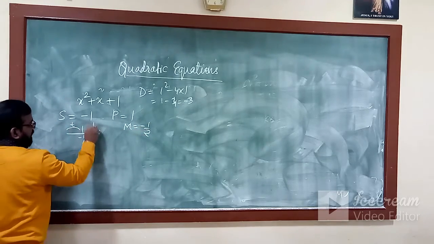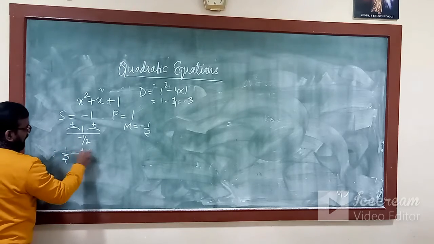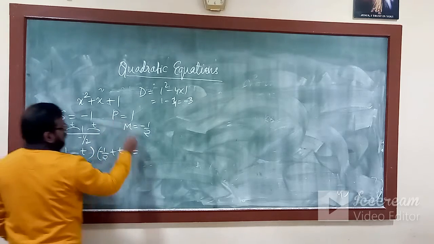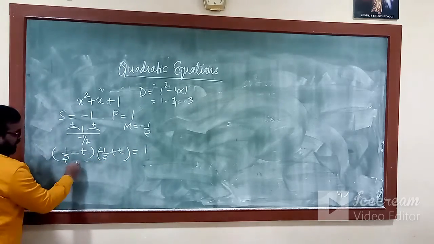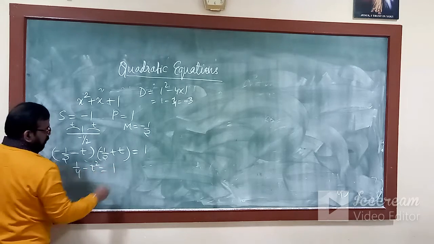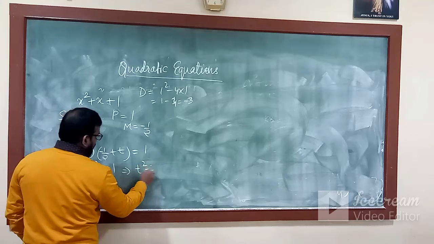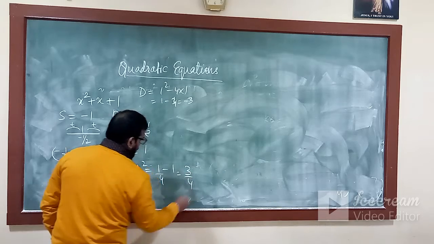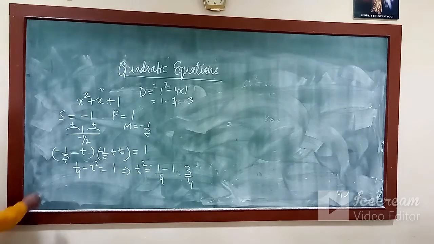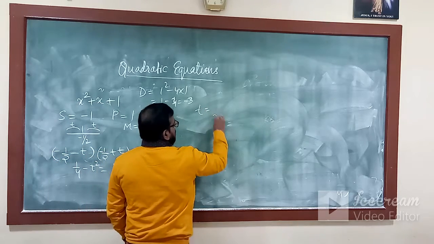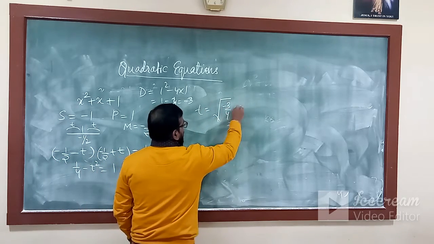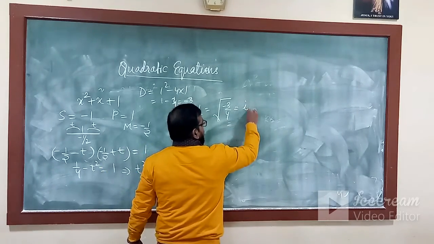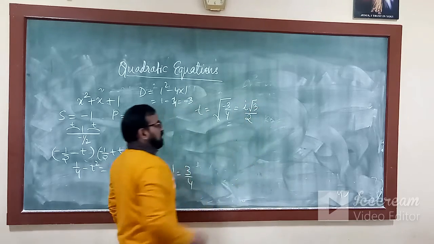So minus 1 by 2 minus t and minus 1 by 2 plus t will be equal to how much? What I told you, the product. So what will you get? 1 upon 4 minus t square equal to 1. So from here you will get t square equal to 1 by 4 minus 1, that is minus 3 by 4. So t will be the square root of minus 3 by 4, and we know whenever a negative sign is there, we have to put iota. Iota root 3 by 2 is our t.